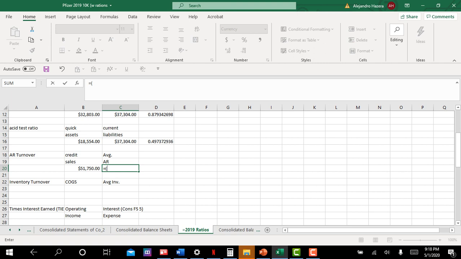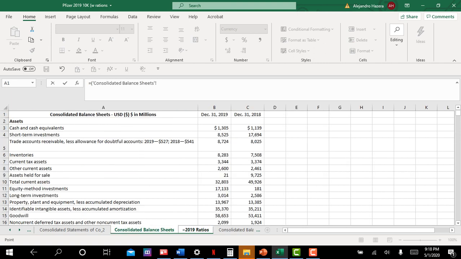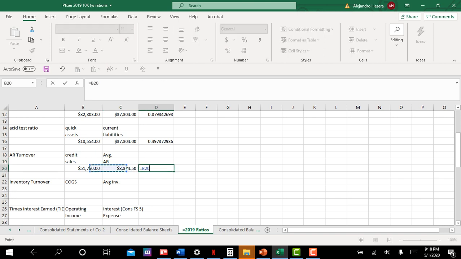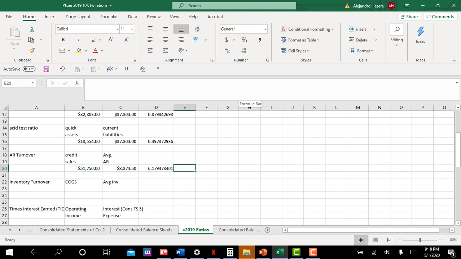Now average accounts receivable, remember, I'm going to take the beginning plus the ending over 2. So we're going to go to the consolidated balance sheets. The beginning accounts receivable for Pfizer was $8 billion. We're going to add to that the ending accounts receivable for 2019, which was $8.7 billion, and divide all that by 2. It should come out to 8 billion something, obviously. That looks good. So we're going to divide credit sales. Really, we took total sales. A lot of people just do that for a shortcut. And so we get a number of 6.17.